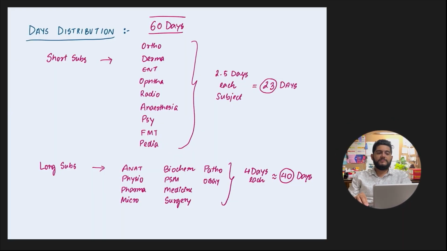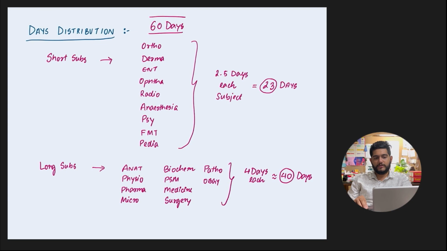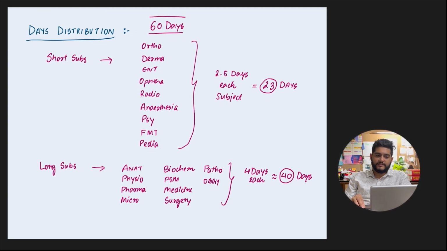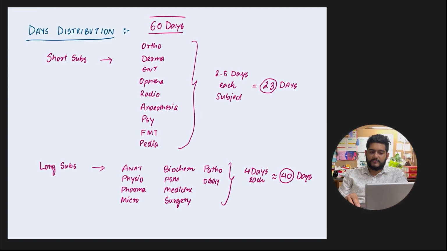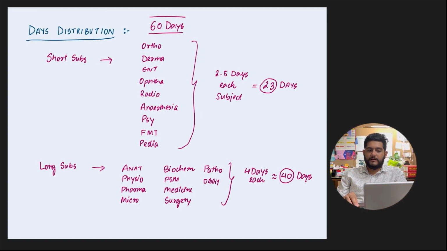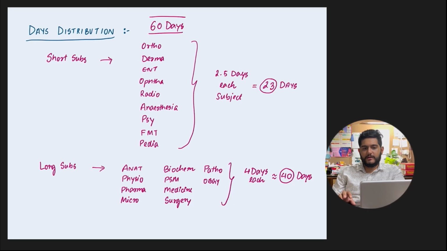Coming to the number of days you should allot to a subject in the next 60 days, I have given at least 2 to 2.5 days to the short subjects, which are ortho, derma, ENT, ophthal, radio, anesthesia, psychiatry, forensic and pedia, which will sum up to around 23 days. And for the long subjects, you can devote around 4 to 5 days. Long subjects being anatomy, physiology, pharma, micro, biochem, PSM, medicine, surgery, patho and OBGY, which will roughly be around 60 days.